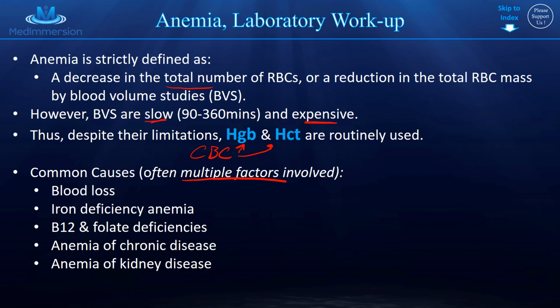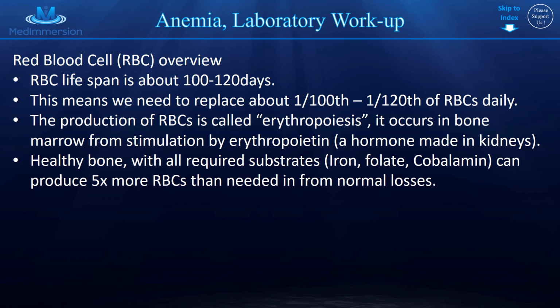Commonly, blood loss and iron deficiency anemia are at the top of the list. You're going to see those quite a bit. Also, B12 and folate deficiencies or nutritional deficiencies, and then anemia of chronic disease and anemia of kidney disease are also pretty common. Next up, let's talk about a few things to set the foundation or the scaffolding that you can build on to understand anemia and how we work it up. And I'm going to do that by covering a couple of basics. If this is too basic for you, you can skip past it, that's no problem.